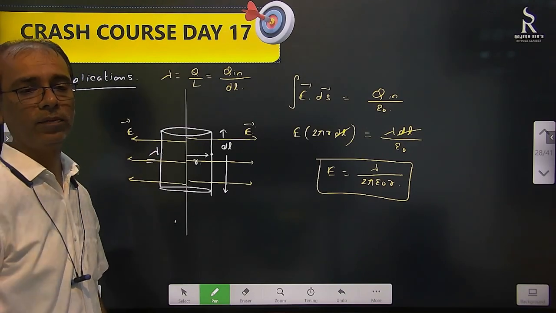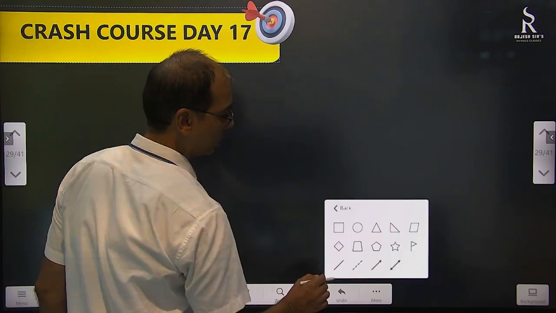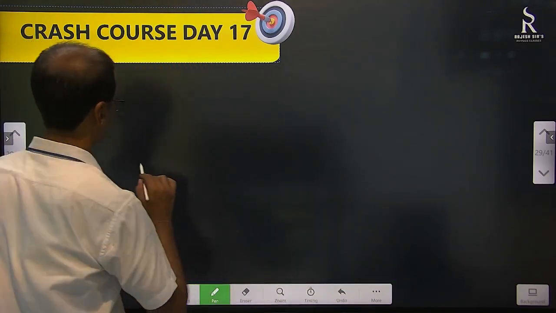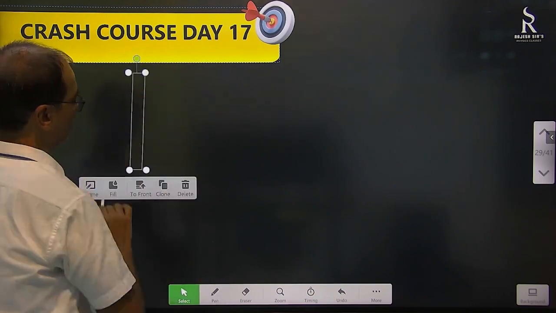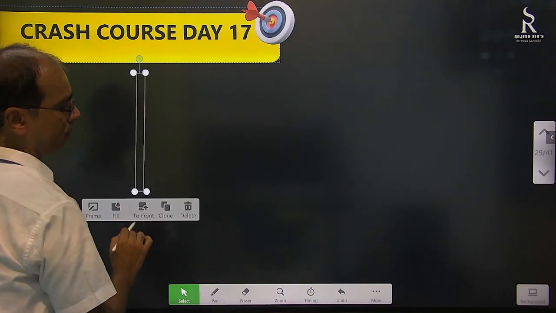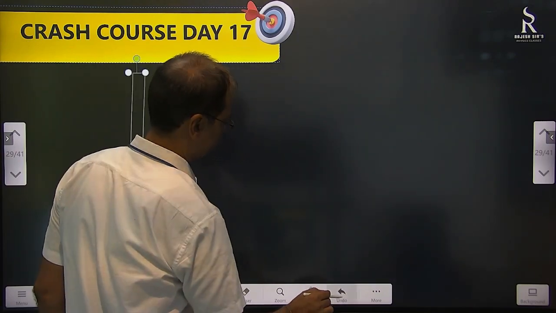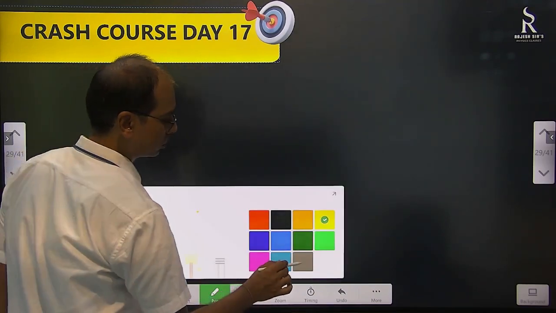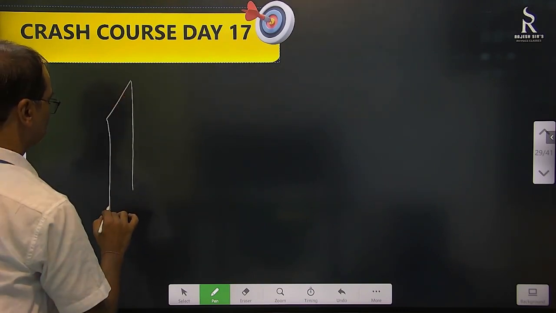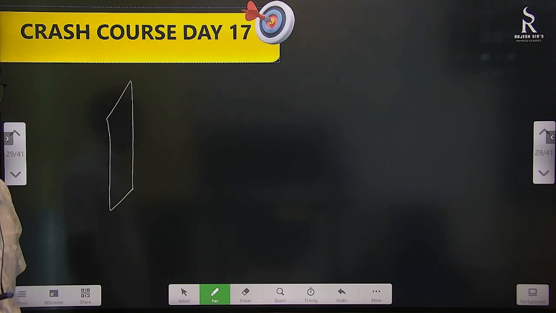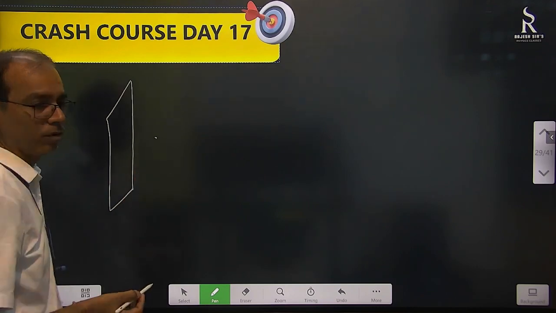Then whose electric field do we find? Plane sheet. Electric field due to a plane sheet. Let's make a plane sheet here. Okay, I only have to make it. All right, so the plane sheet we have to make. Right, this is a plane sheet, and because of this plane sheet, again, you want to find the electric field very close to it, which may be at a distance r from it.